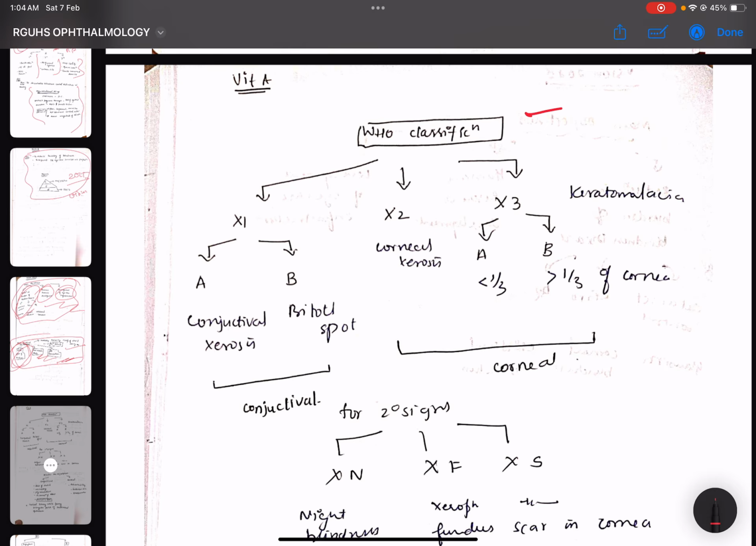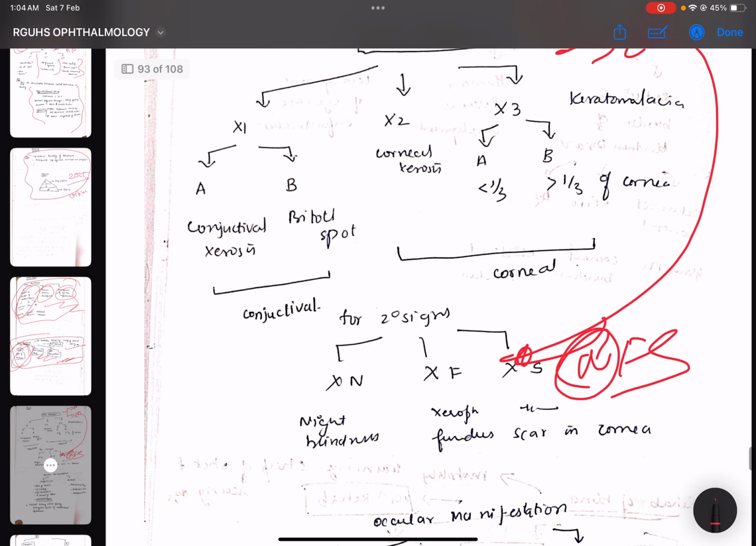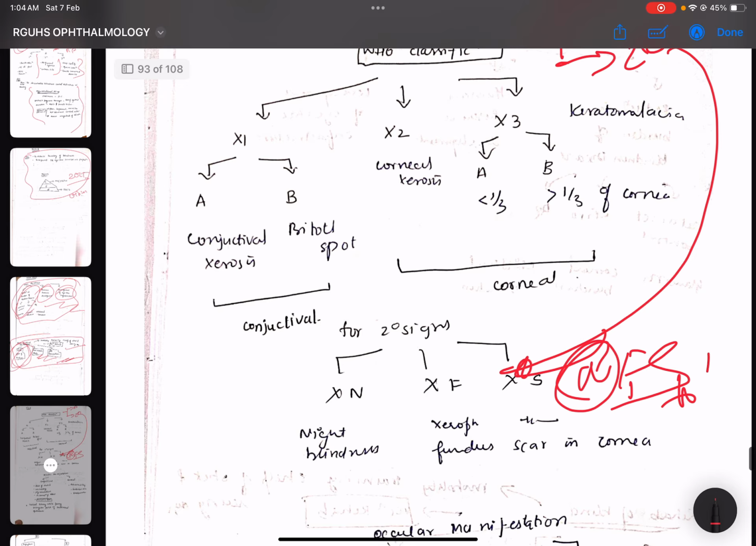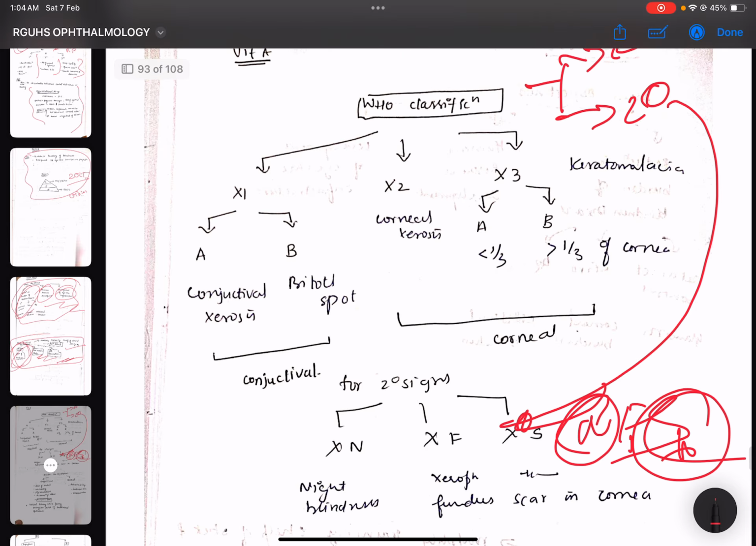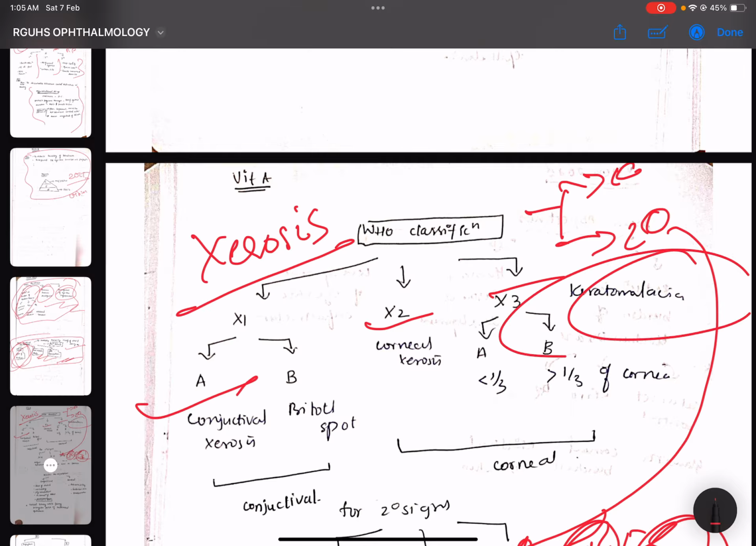Obviously, first you divide it into primary and secondary. In secondary, these are the signs which you remember: night blindness, then xerophthalmia, due to fundus and due to scarring, because this is the latest stage. X1, X2, X3: what does X stand for? X stands for xerosis. Based on anatomy, what is the first layer of the eye? That is the conjunctiva. What is second? Cornea. So it is based on how much is involved. What is the first thing? Xerosis. The third part is about ulcer. If it's less than 1/3, it's A, and more than 1/3, it's B. That is keratomalacia. That's it.